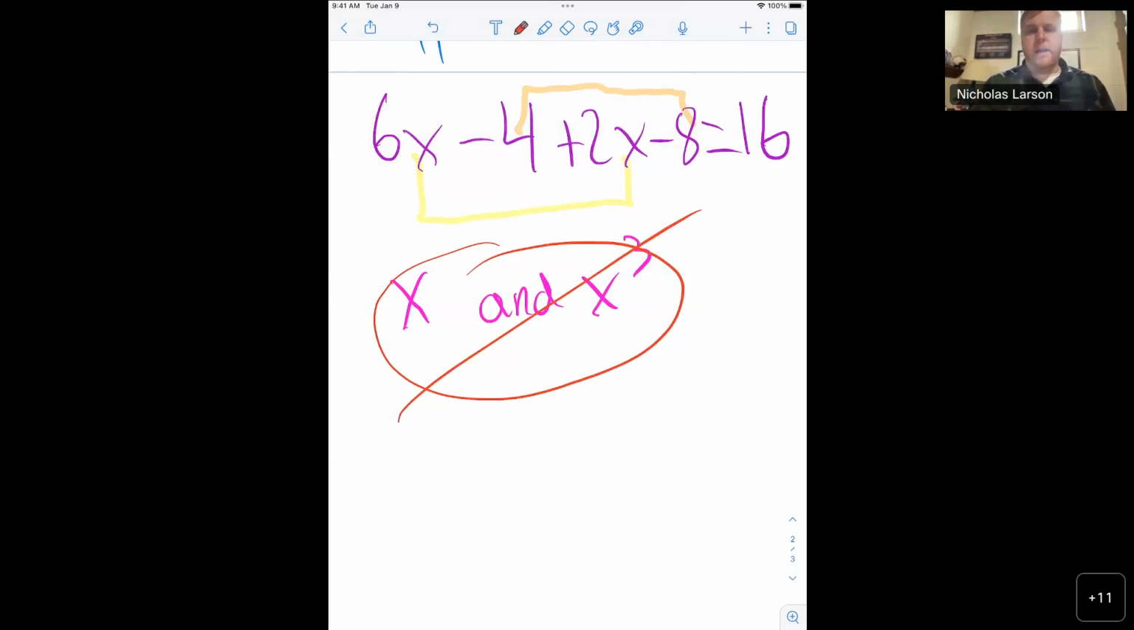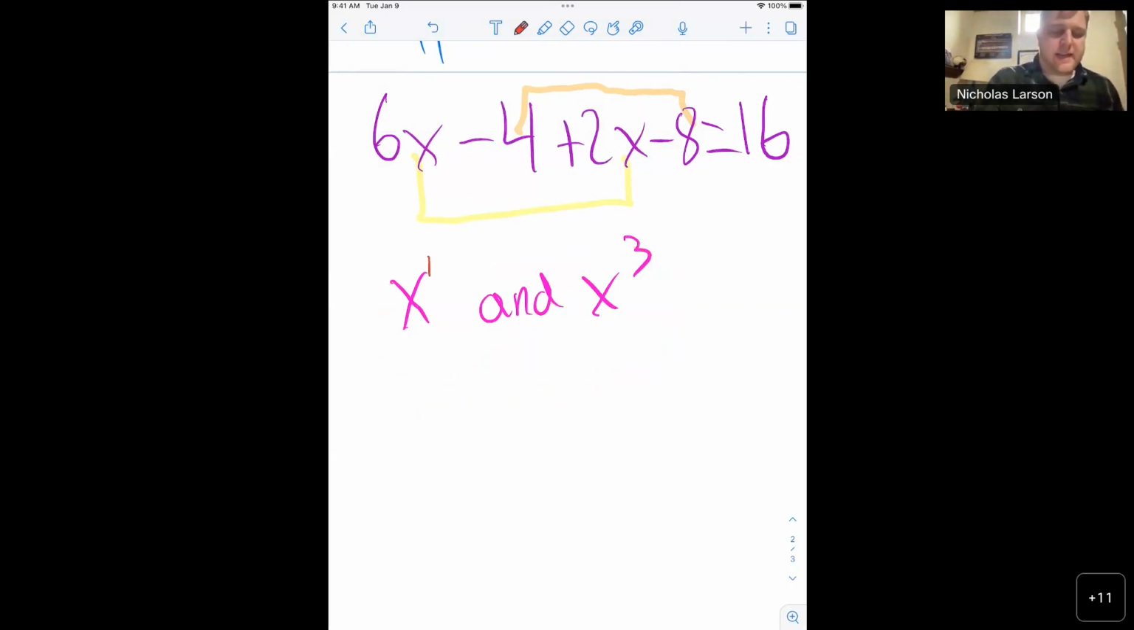No, they are not like terms. And the reason is that this has an exponent of 1, this has an exponent of 3. Those are totally different. So we got to make sure that their exponents are the same.